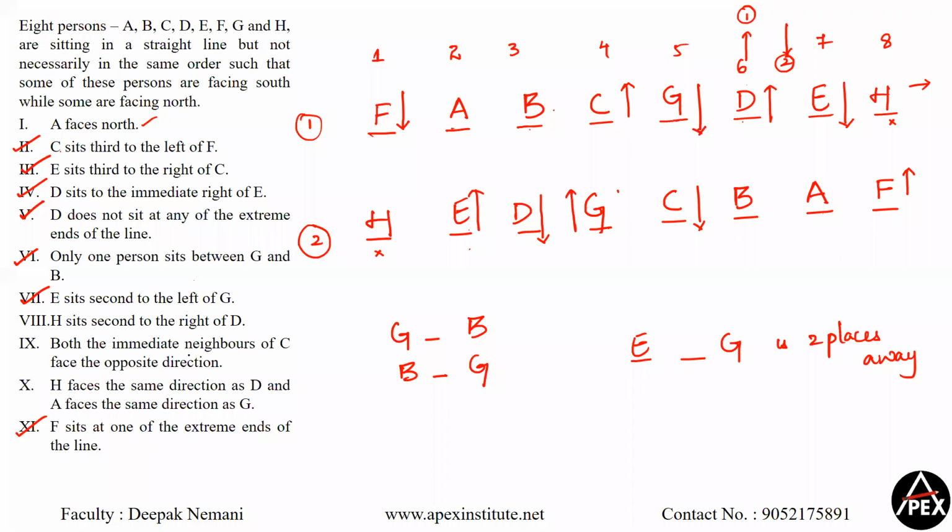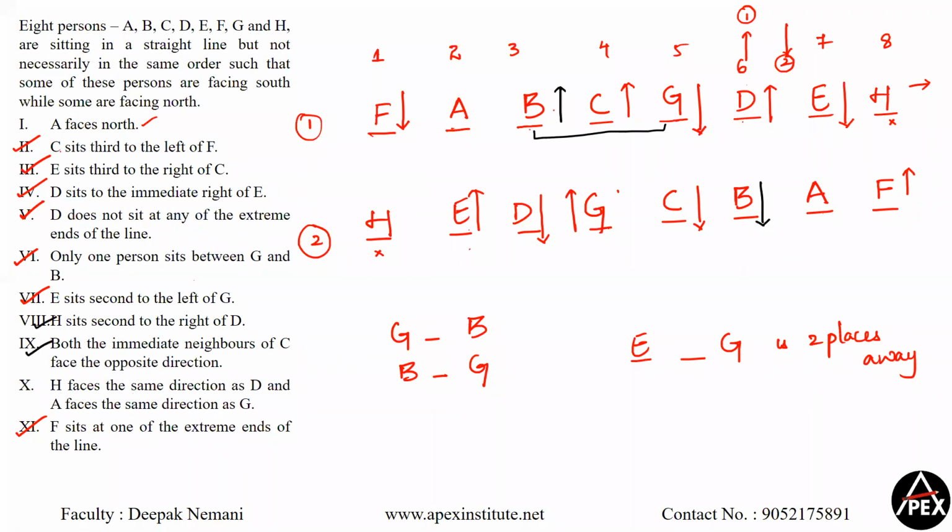Okay, no doubts. Now both the immediate neighbors of C face the opposite direction. So who are the neighbors of C? B and G. So G is facing 2, so B should be facing direction 1. So in this case, G is facing 1, so B should be facing direction 2. So we have considered this.